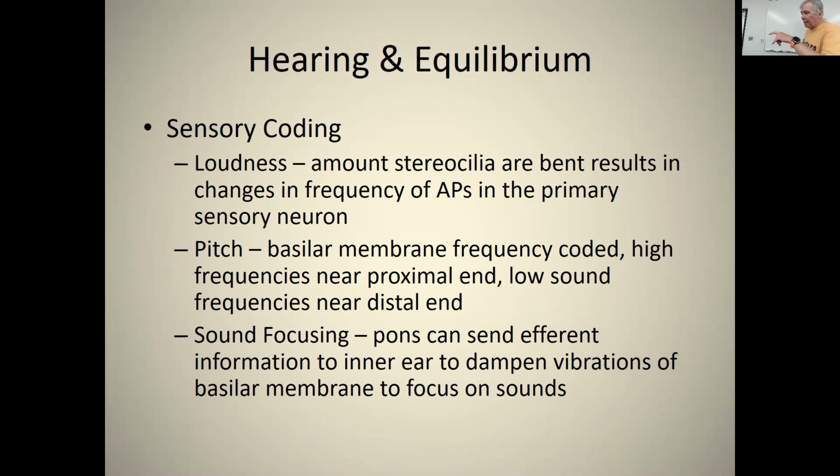Sound focusing. Now, the pons can send efferent information to the inner ear to dampen vibrations of the basal membrane to focus in on something. Here's how you can zero in on some sounds in a mixture of sounds. By the sound focusing, it's a little bit of efferent information, which means from the brain to the basal membrane, and you can actually dampen certain areas of the basal membrane to a certain degree. You can't dampen it entirely.